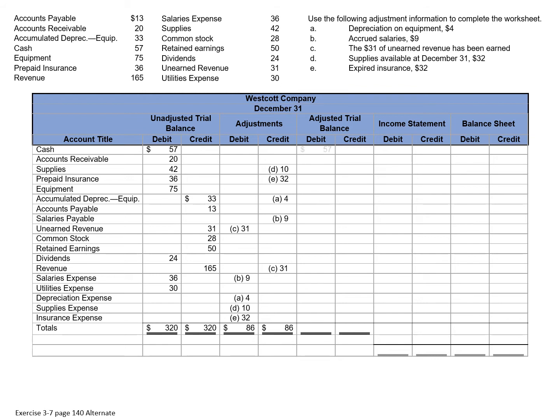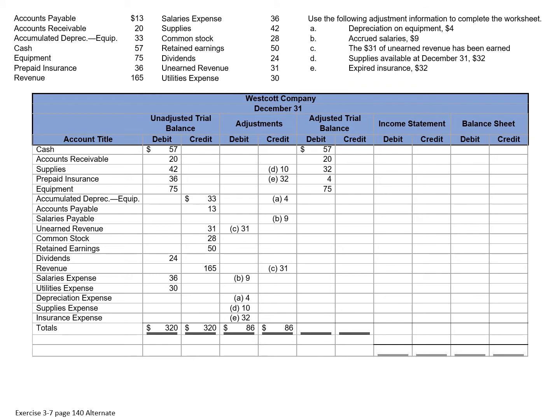And then we do the math going across, right? So cash didn't change, accounts receivable didn't change. Supplies, we had a debit of 42. We recorded a credit of 10, so that means we have a net debit of 32. Prepaid insurance, we had a debit of 36. We recorded a credit of 32, net debit of 4.